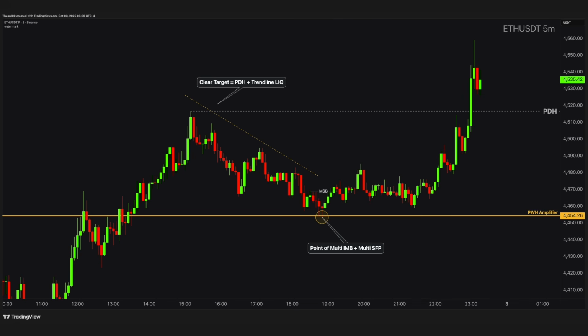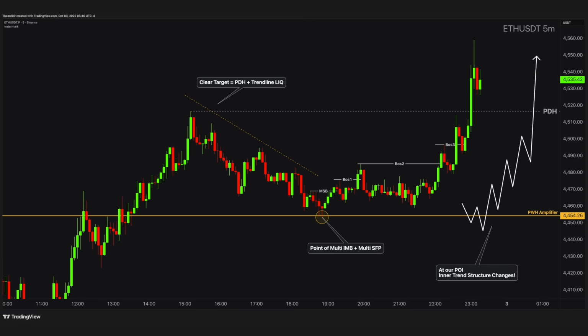And right around our multi-imbalance and swing failure zone together with the previous week's high amplifier point, the inner structure began to shift. First, it formed the initial market structure break. Then it started creating more breaks of structure one after another. You could have traded any of those breaks of structure since there were imbalances inside them, if you notice.